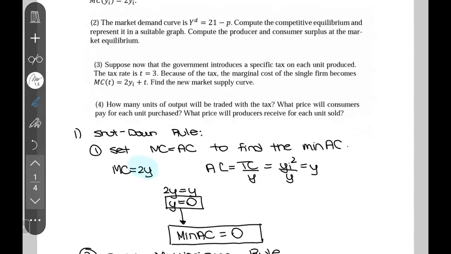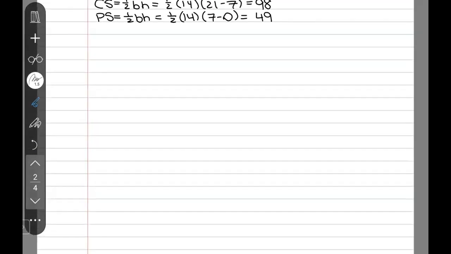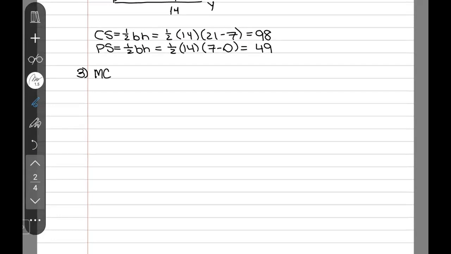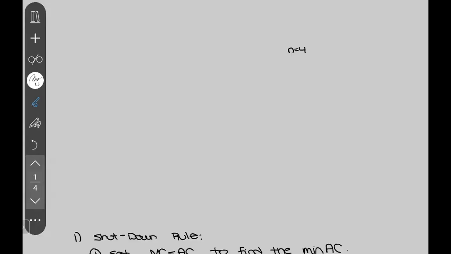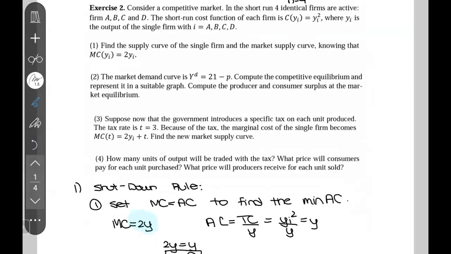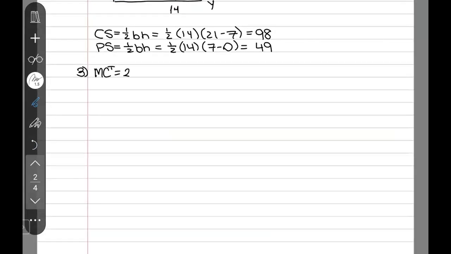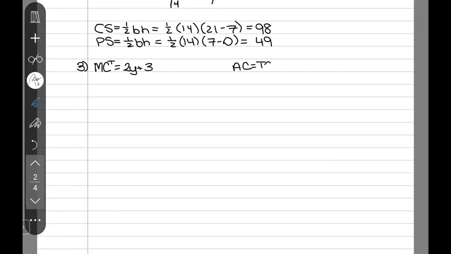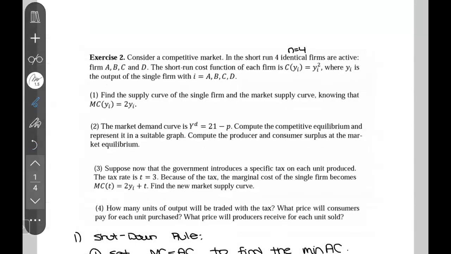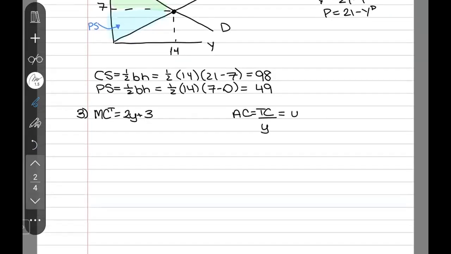So basically, we have MC with the tax, so we can just call the MC T. And that's going to be, as they told us, the old one was 2y, so we add the tax of 3. So if we do the average cost, again, it was total cost over quantity. But now with total cost, previously it was y squared. Now we also have to pay a tax per unit. So if the tax is 3, the total cost that you're going to pay extra is 3 times y. And then we're dividing that by the quantity. So that's going to simplify to y plus 3.